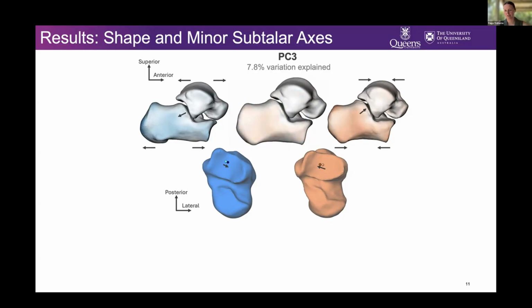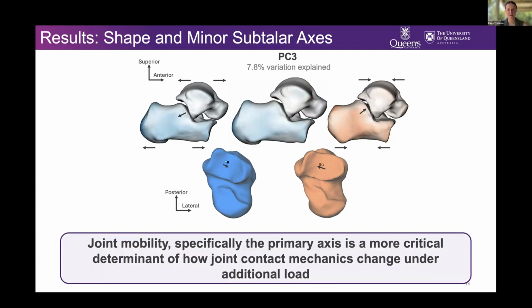But again, overall shape contributed quite minimally when it came to our final models. It was really that primary inversion-eversion axis that was a more critical determinant of how mechanics were changing under added load.